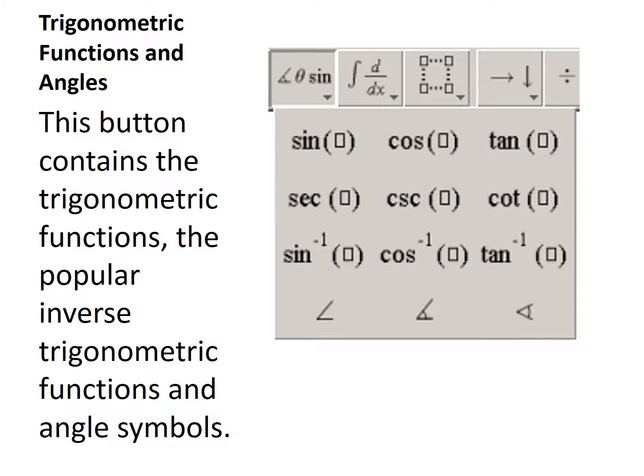The trigonometric functions and angle symbols are contained here, where you see the angle, the theta, and the sine function name on its button. So this contains the trigonometric functions as well as the popular inverse trigonometric functions and angle symbols.